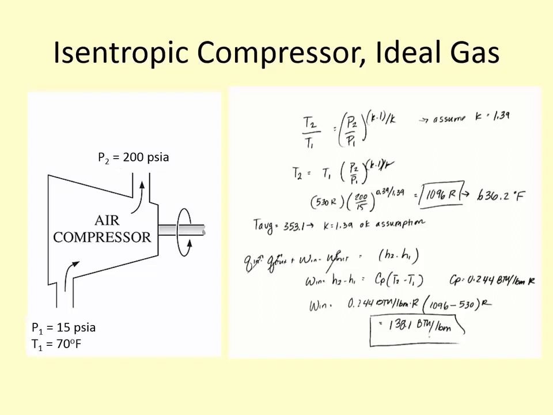So work in is equal to H2 minus H1, which is equal to C sub P times T2 minus T1. C sub P is 0.244 BTUs per pound mass Rankine, times 1096 minus 530 Rankine. So we get 138.1 BTUs per pound mass, which is our work into the compressor. So we found T2, we found our work in. We could also use the tables and look up H2 and H1 for air, and we would find a pretty similar answer.